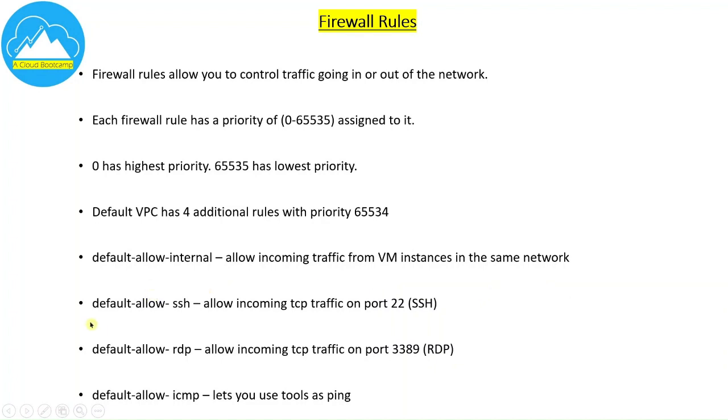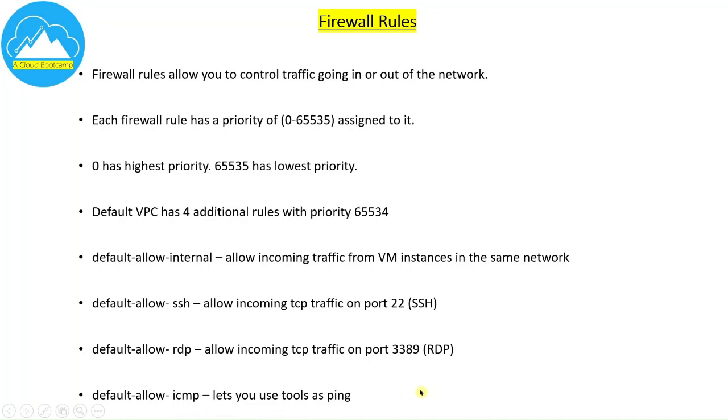The second one is default allow SSH. This will allow the incoming TCP traffic on port 22. Basically, you do SSH to your Linux machines, right? This is for that. Default allow RDP will allow the incoming traffic on port number 3389. This is basically for the Windows machines, RDP. And the last one is default allow ICMP. This is basically for the ping functionality.